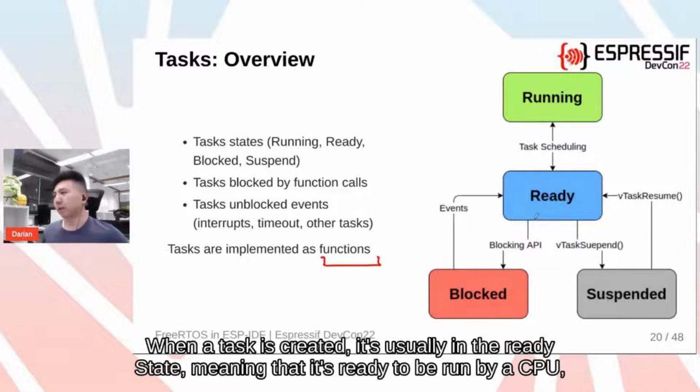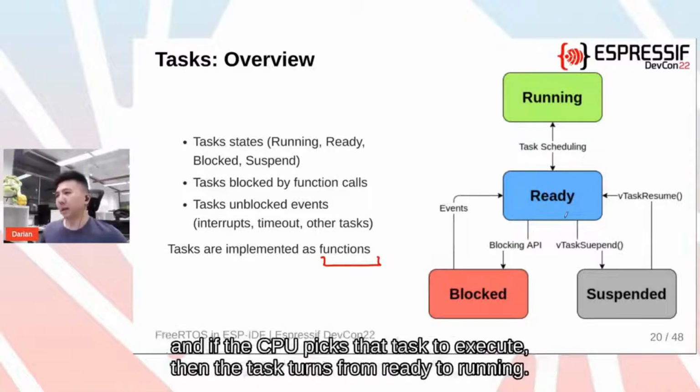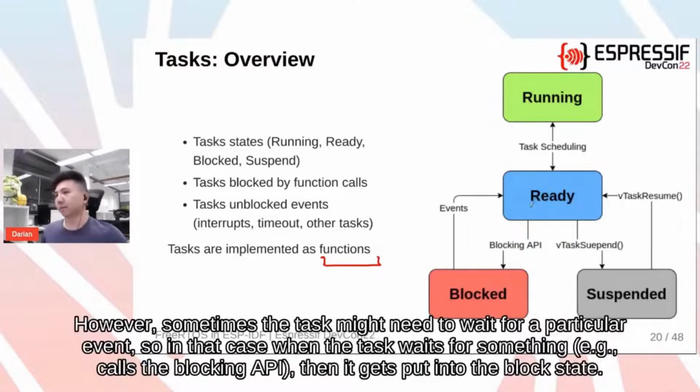When a task is created, it's usually in the ready state, meaning that it's ready to be run by a CPU. And if the CPU picks that task to execute, then the task turns from ready to running. However, sometimes the task might need to wait for a particular event. So in that case, when the task waits for something, i.e. calls a blocking API, then it gets put into the blocked state.